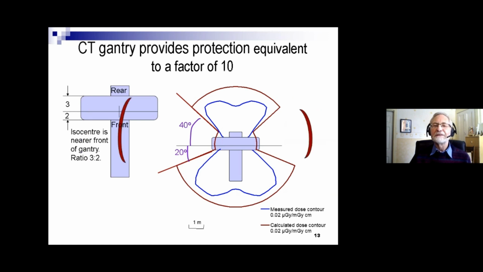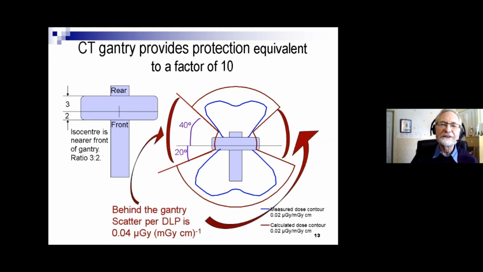As far as the protection from the gantry is concerned, it's about a factor of 10, and behind the gantry we reckon that a reasonable value was 0.04 microgray per milligray centimeters. So all these are at this point with a ratio of 3:2 closer to the front of the scanner gantry.